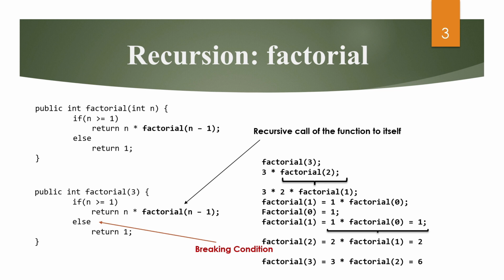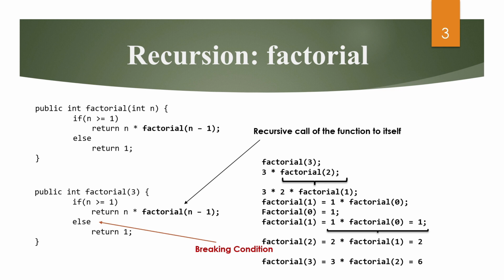When we enter the breaking condition, we get the value 1, and we are inserting this value into the different method calls which we called previously. We are inserting this value into method calls which were accumulated on the stack previously, because we did not know what was factorial of 3 or factorial of 2 or even factorial of 1 until we entered into this breaking condition and returned the value 1.